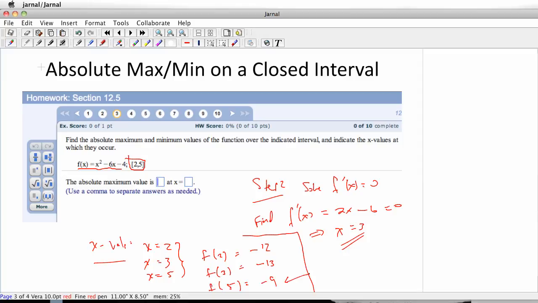So this is the largest, and this is the smallest of all of those values. So I would say the absolute maximum value of the function, that's the maximum y coordinate, is negative 9, and that happens when x is 5. And the next line will ask me about the minimum, and I would say the minimum is negative 13, and that happens when x equals 3.